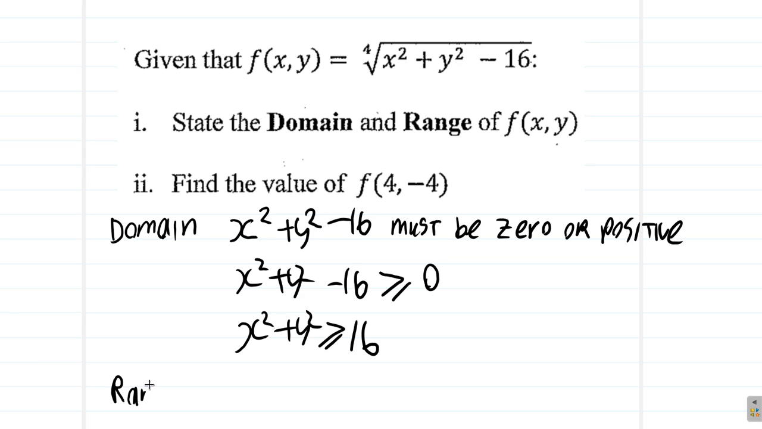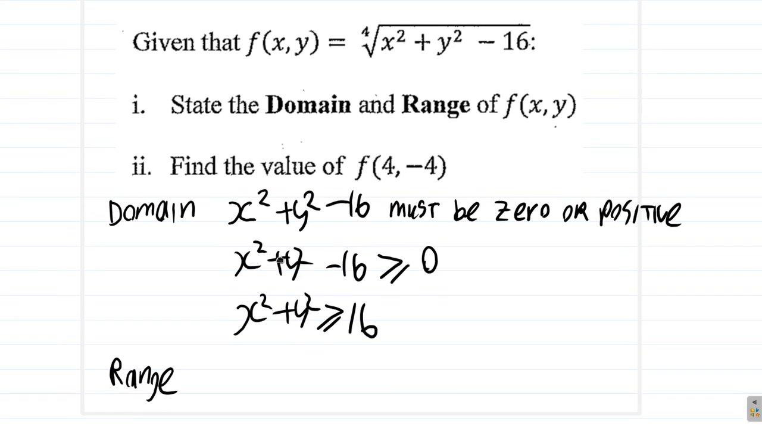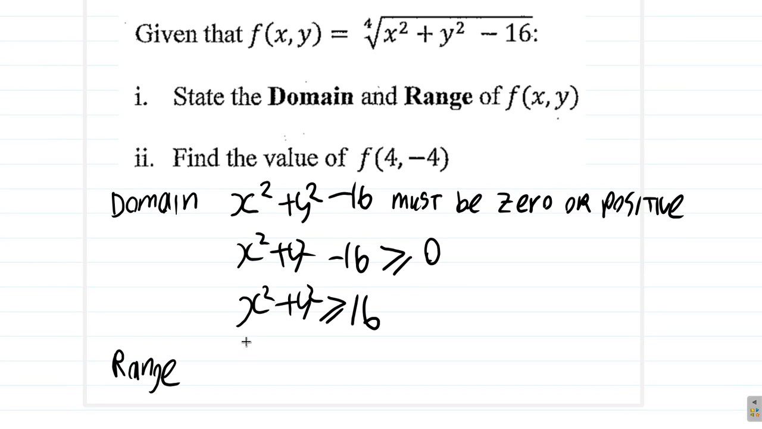What about the range? Now, the range would be the output, what the answer is. Now let's consider what could be the answer. The answer won't be negative. You will not have it as negative because the smallest value of what is under the fourth root sign has to be 0.